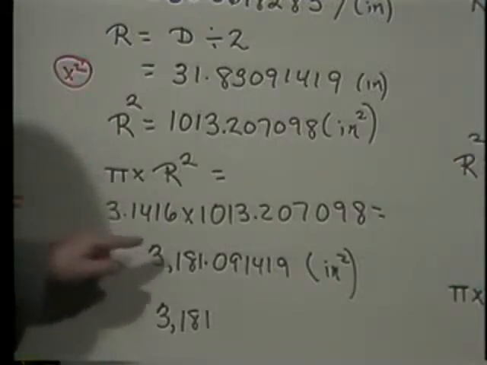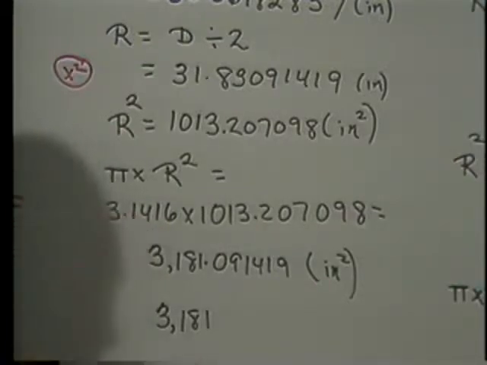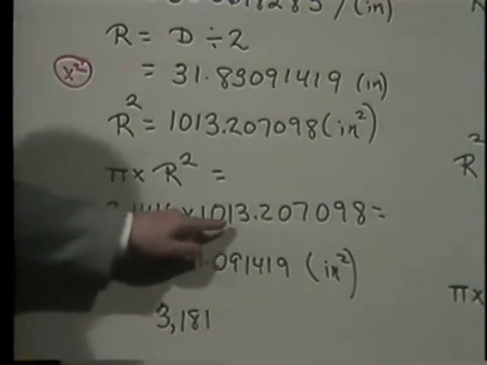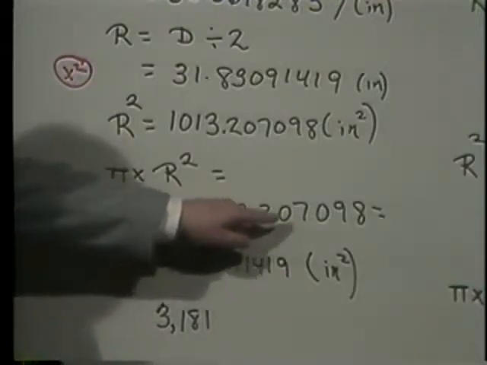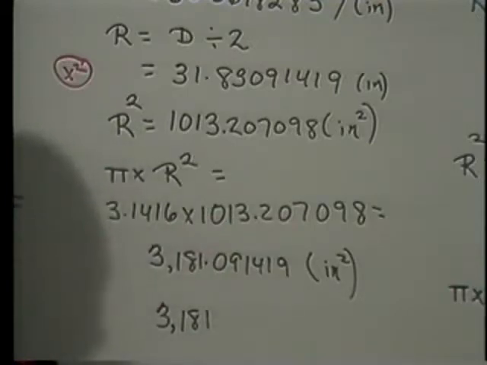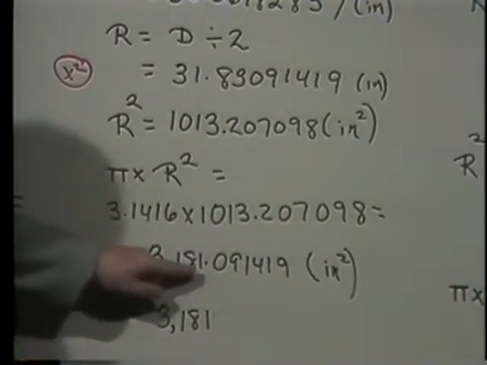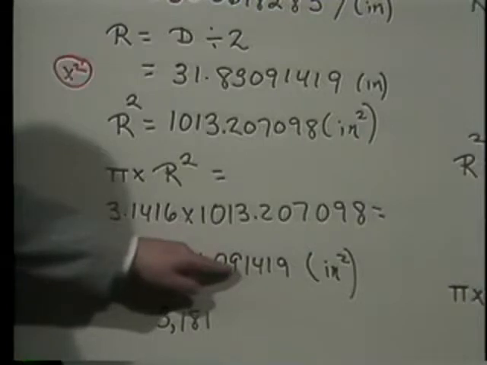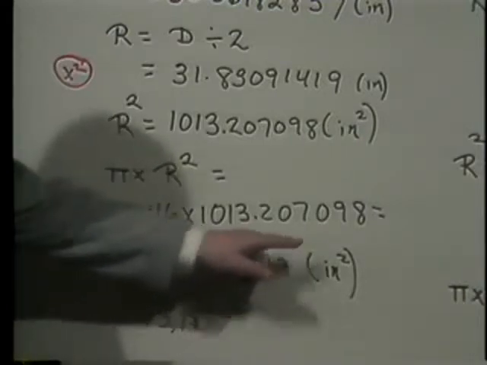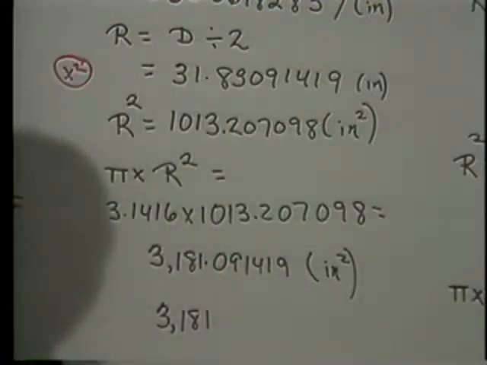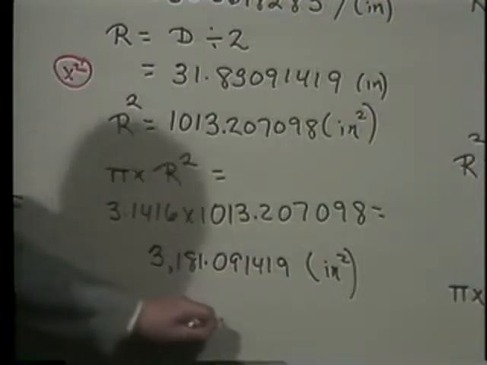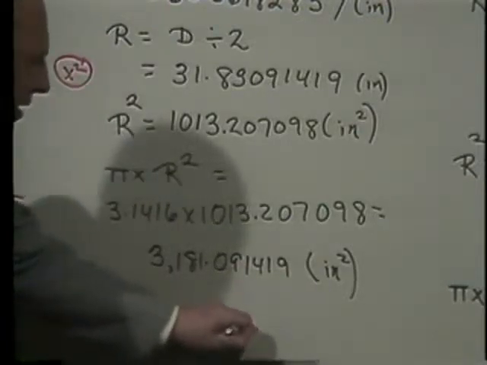We're using 3.1416, so we multiply the 1,013.207098 by 3.1416. That gives us 3,181.091419 square inches. And the problem says round off the answer to the nearest whole number of square inches. So this would be the answer.